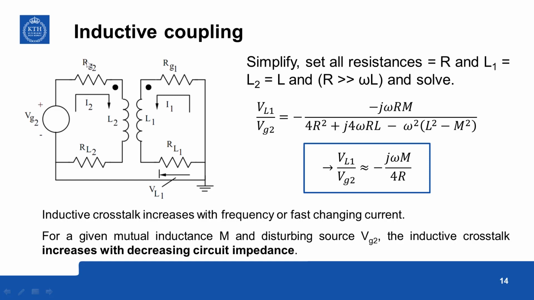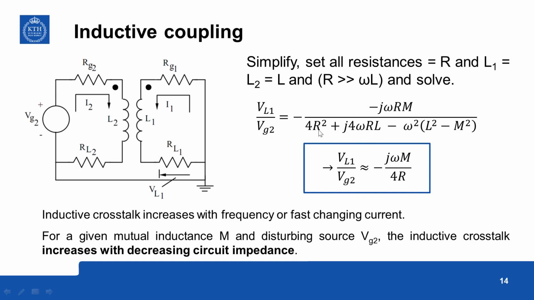For that, we assume that all these resistors have the same value, and also that the resistance R is much larger than omega L. So we can neglect this inductive drop also and keep only the mutual coupling. With those simplifications, we can write the transfer function VL1 by VG2 as this expression.